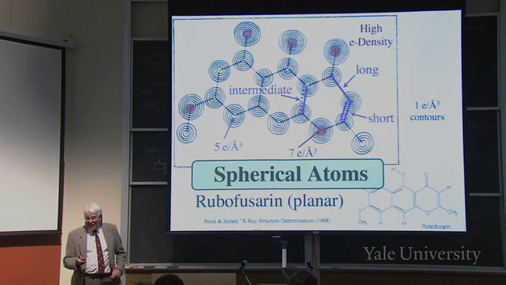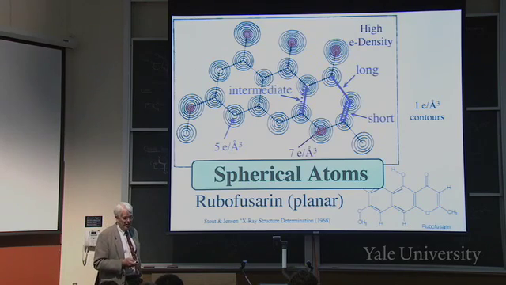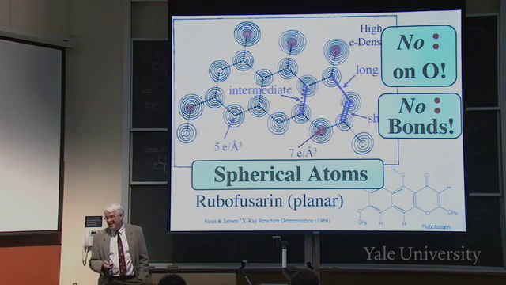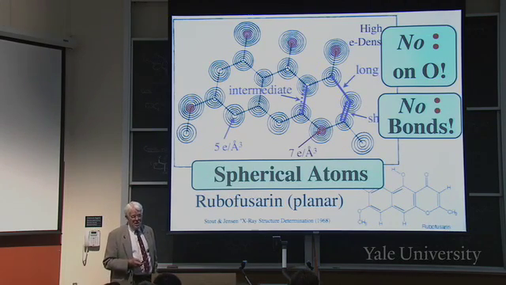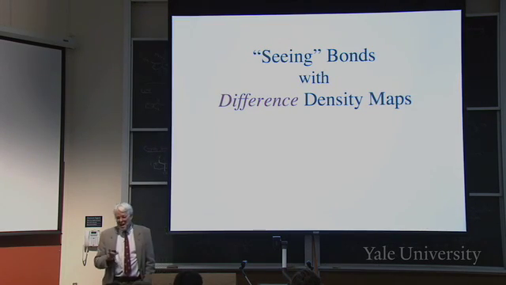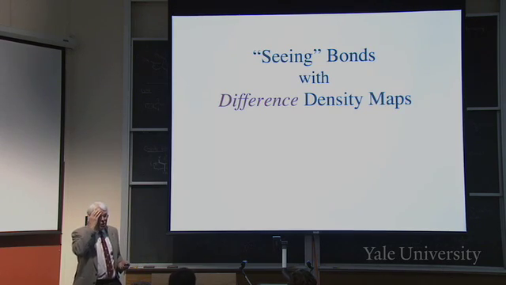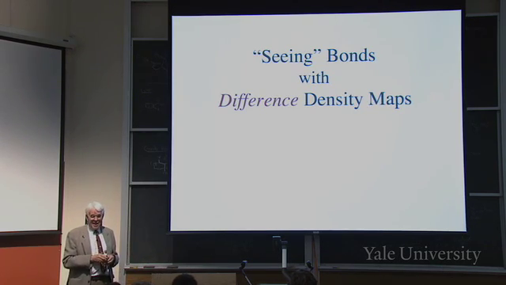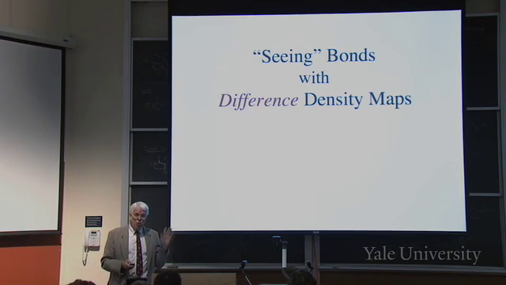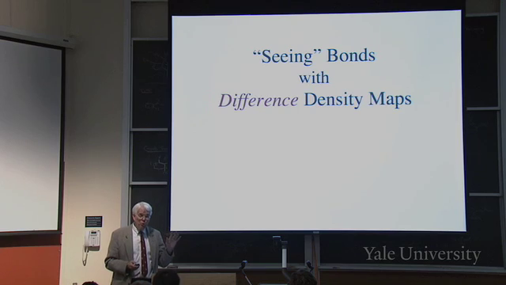Okay, but fundamentally what we see are spherical atoms, right? No bonds. No unshared pairs on oxygen, just atoms. So was Lewis way off base? Actually, you can see the bonds with X-ray, but you don't look at total electron density the way we're looking at it. What you look at is difference density. You see how different is the picture I actually determine from what I would have expected if they were truly just spherical atoms, undistorted. How would you make such a map?